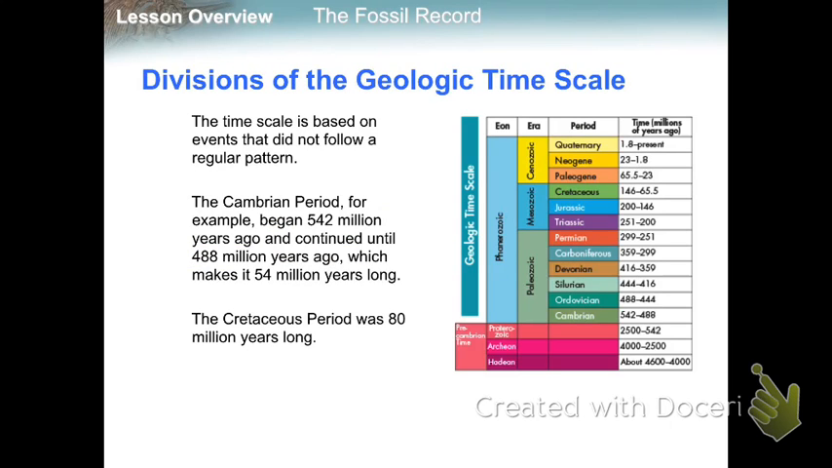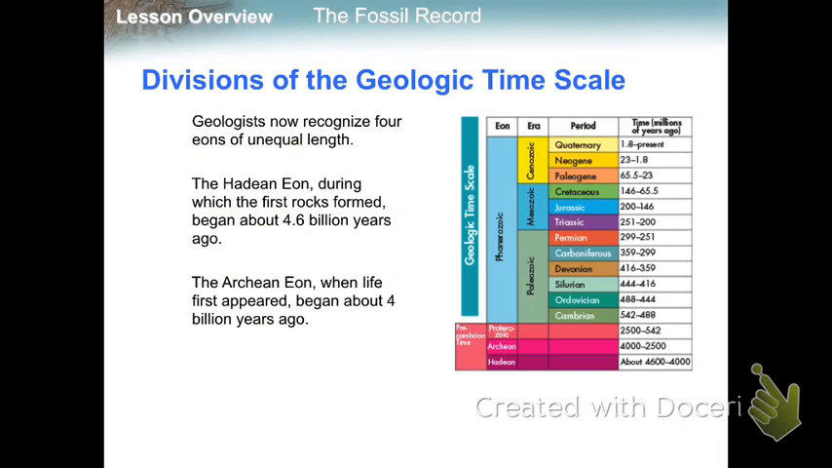The Cambrian period began 542 million years ago and continued till 488, which makes it 54 million years long. The Cretaceous period was 80 million years long. So it's not a regular pattern. It's not set intervals. It's really based on the fossil record and how the fossil record has changed.